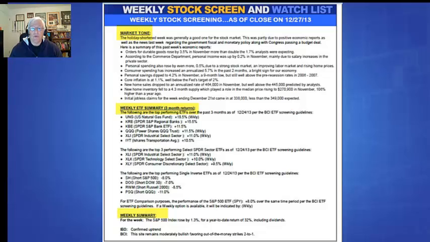And at the very bottom of this first page, we will give our BCI summary of how we feel the market is doing, and it'll also show the Investor's Business Daily summary as of 4 p.m. Eastern Time on that previous Friday.